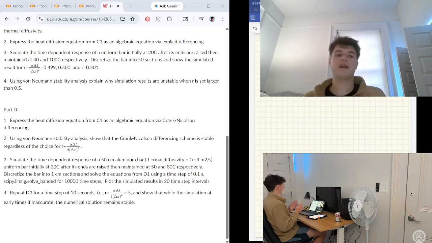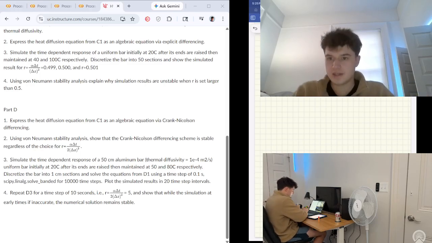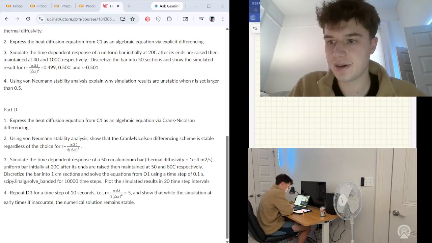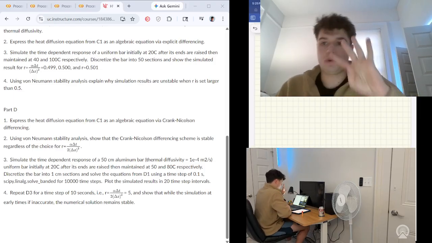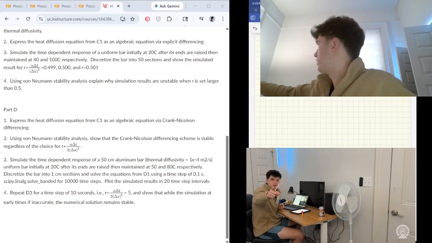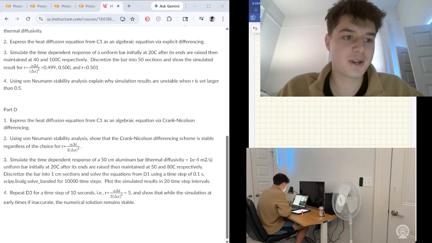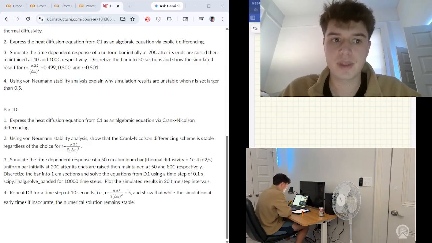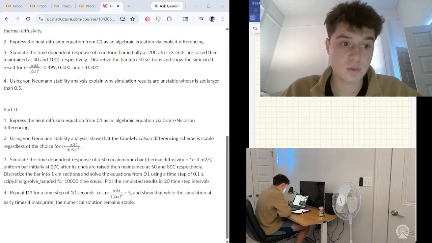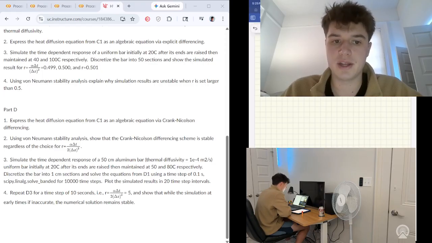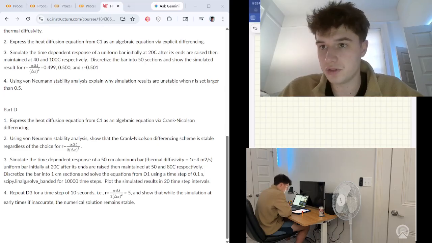All right, welcome back to part 4. Today, on the itinerary, we've got four things. We're going to express the heat diffusion equation from C1 as an algebraic equation, but this time we're going to be using the Crank-Nicolson differencing. And then we'll also be using that Neumann equation that we used in the last one to show the Crank-Nicolson difference scheme as a table regardless of what R you choose.